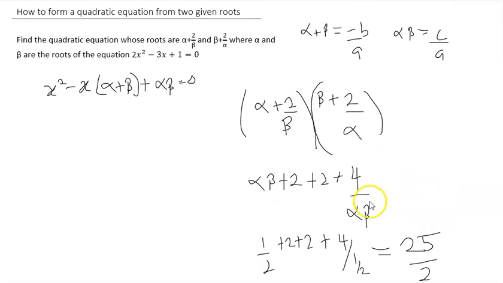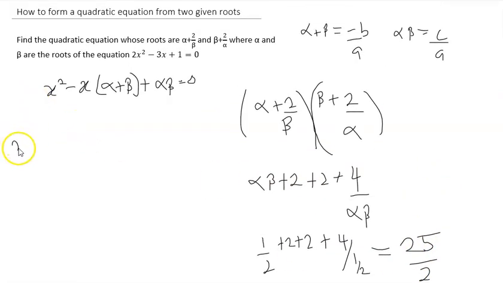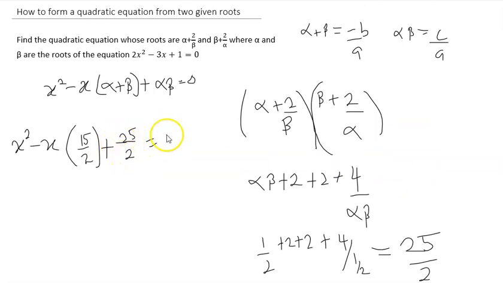Okay, so now remember, our sum of roots was 15 over 2. If you can't remember, you can just rewind the video to check. But our sum of roots was 15 over 2, and our product of roots is 25 over 2. So let's write it down. So now we have x squared minus x. Remember, our sum of roots is 15 over 2. So we have 15 over 2 here. Then our product of roots is 25 over 2. So we just have 25 over 2 here. Okay? And this is equal to 0.